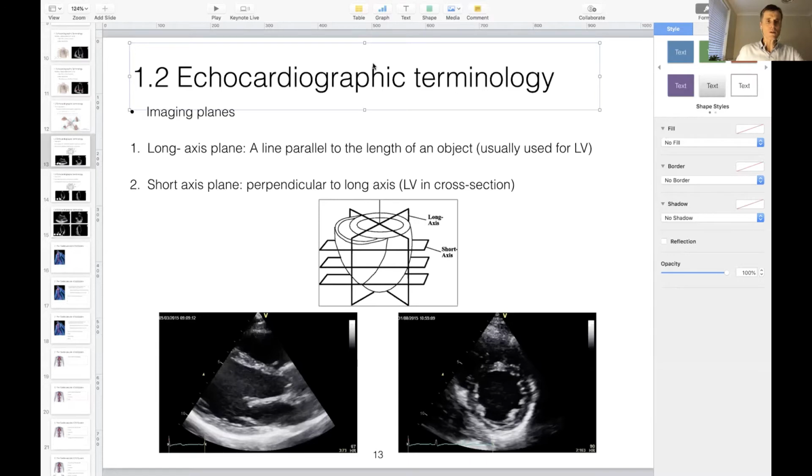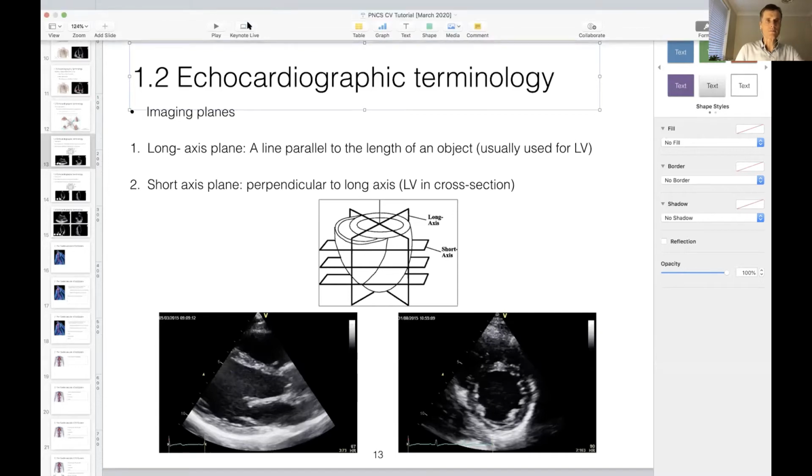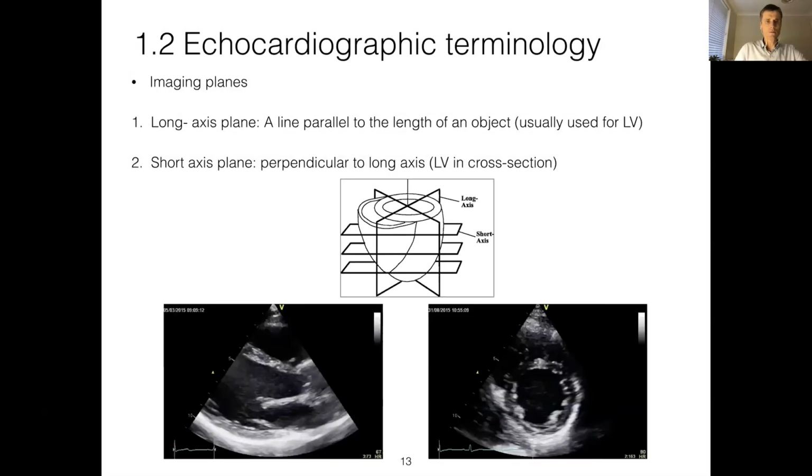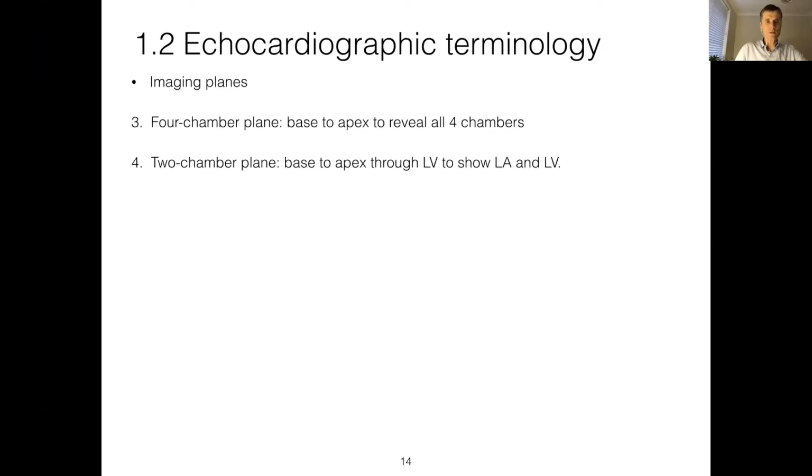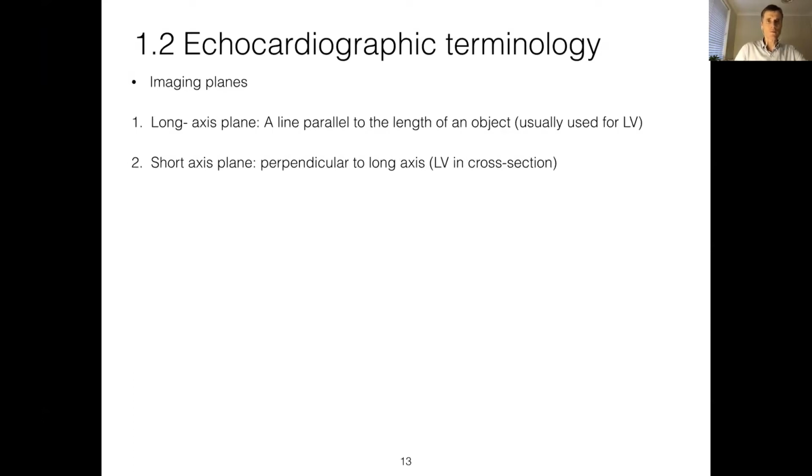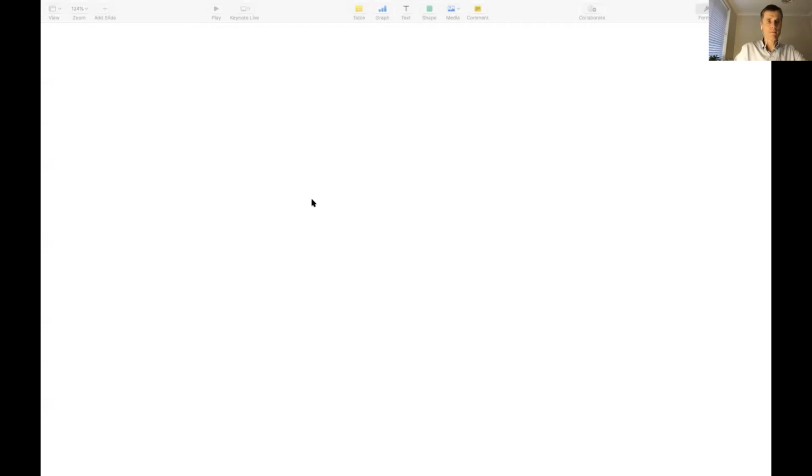So with both the illustration and the echo images down the bottom there, I hope you can appreciate that the long axis and the short axis are 90 degrees to one another. Let me just play this for a moment. No, it's not gonna play. Okay, I'll keep going.